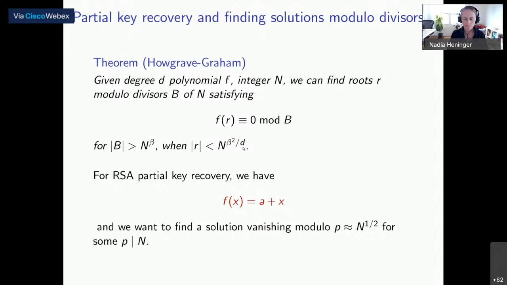The size of the root that we can find is n to the beta squared divided by the degree of the polynomial. In the previous example, I was constructing a polynomial of the form a plus x, a degree 1 polynomial, and trying to find a solution that vanishes mod one of the prime factors of n, which is approximately the square root of n. So we have beta equals 1/2. The theorem says that we can find a root of size n to the 1/2 squared over 1, which is n to the 1/4, which is half of the bits of p.